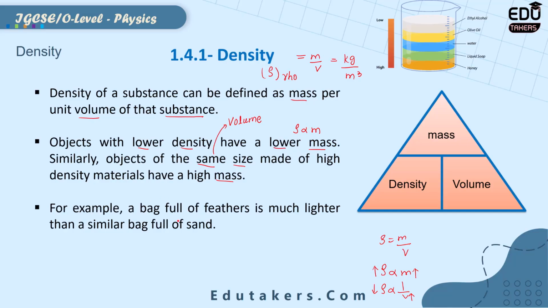For example, a bag full of feathers is much lighter than a similar bag full of sand. If you take two bags, in one bag put feathers and in the other bag put sand, then you will observe that the sand bag is much heavier as compared to the bag which is full of feathers. It is because the sand is heavier as compared to the feathers.